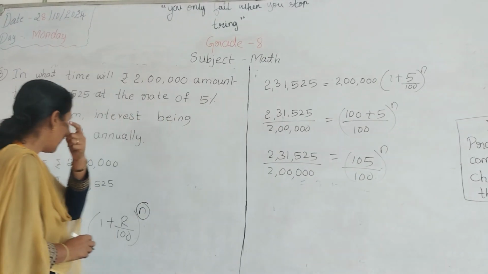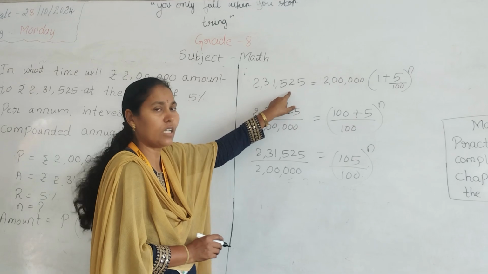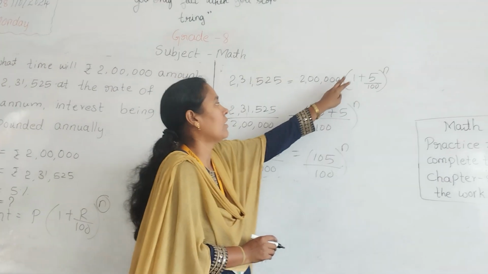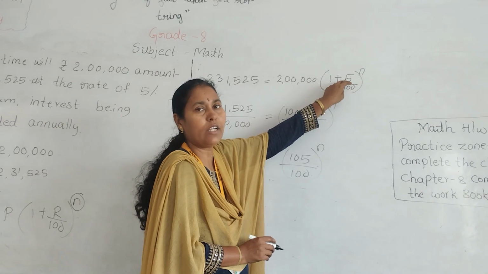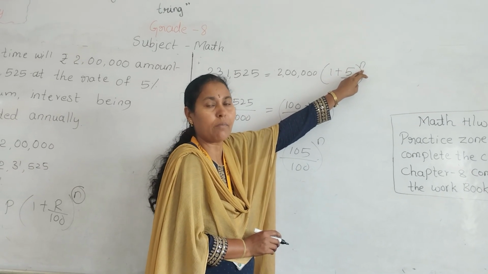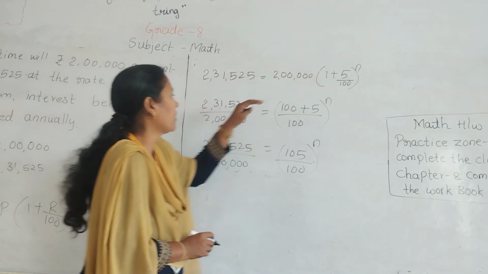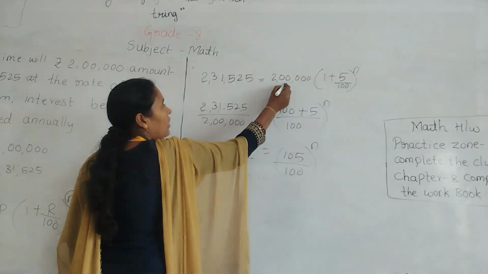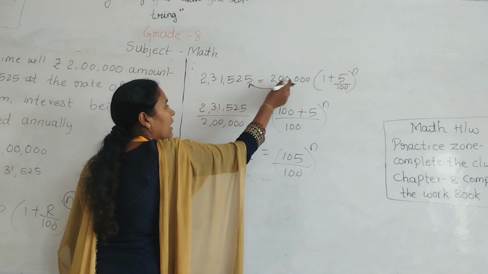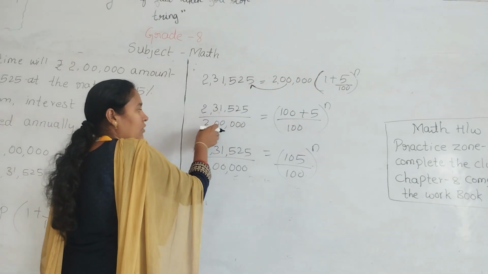Now we write the principal and amount given. 2,31,525 equals amount. Principal, how much? 2 lakh, open bracket 1 plus rate, how much? 5 divided by 100. We don't know the number of times, that's why we write it as n. We have to shift the 2 lakh to one side. Multiplication is there because of the bracket, so we shift it to this side as division, children.